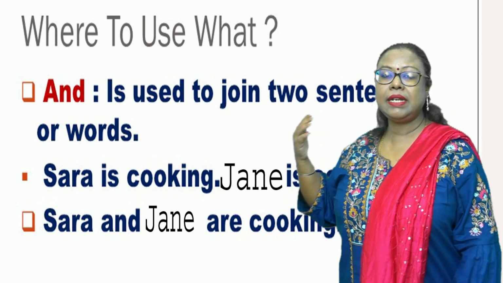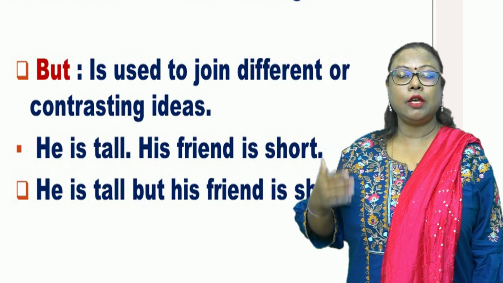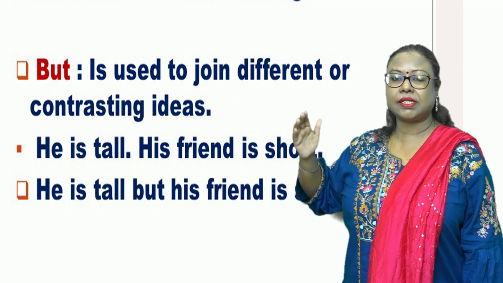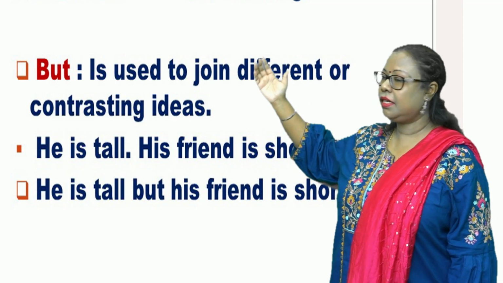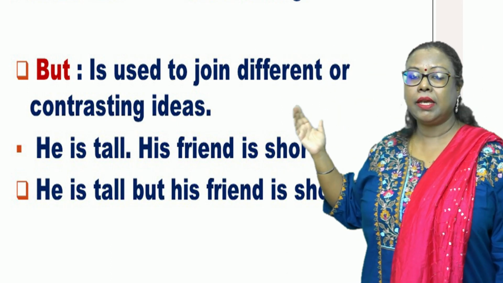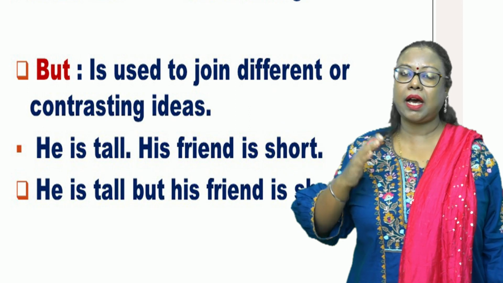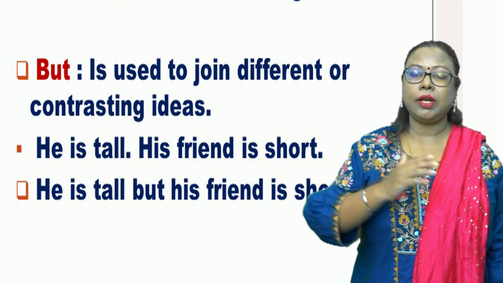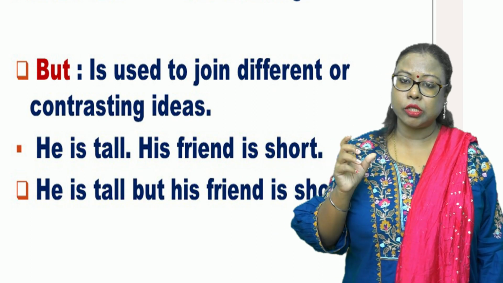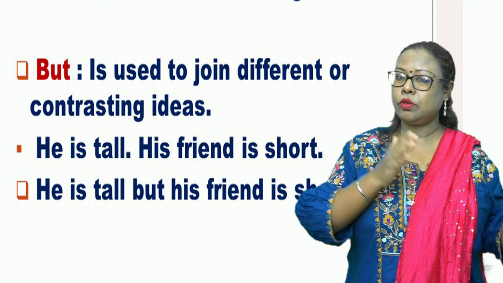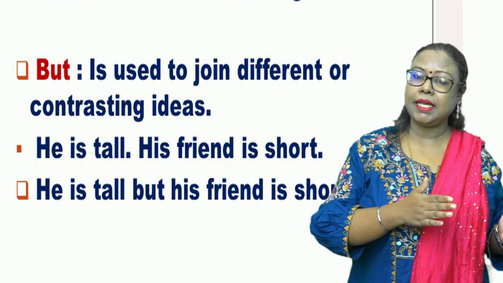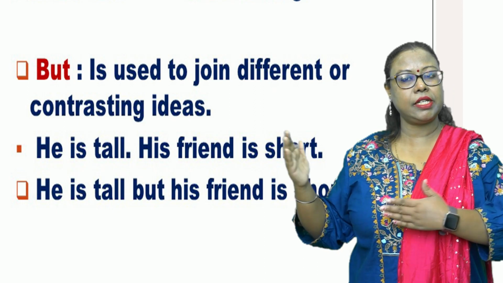Now let's come to the next conjunction, but. We use but to join two different contrasting ideas. Like, he is tall. His friend is short. Here we are comparing the height, one is tall and the other is short. So we are going to use but, because we use but to join two contrasting or different ideas or notions. Like, he is tall but his friend is short.